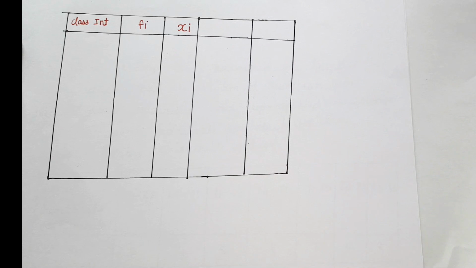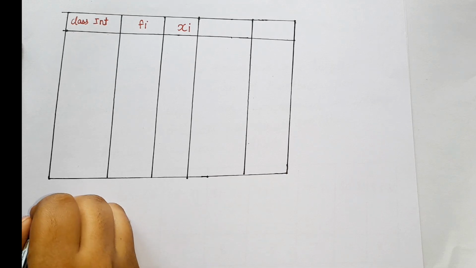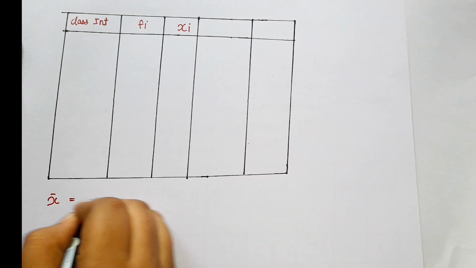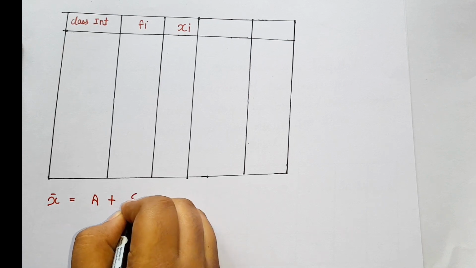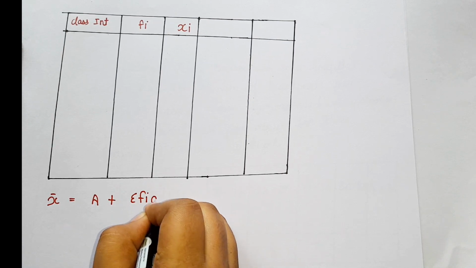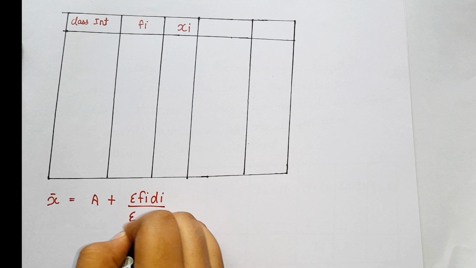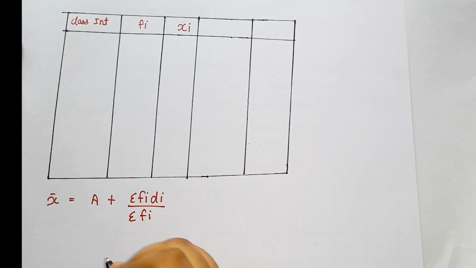Okay guys, I just drew the table. Now I have a question for you guys. What is the formula for assumed mean method? So the formula is x bar is equal to a plus sigma fi di divided by sigma fi. So this is the formula for assumed mean.